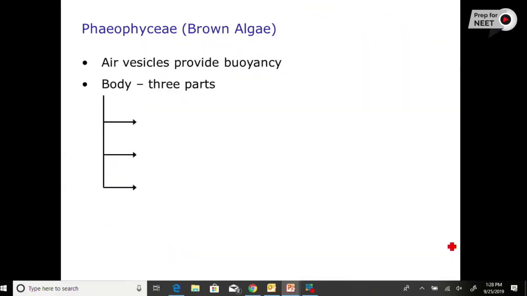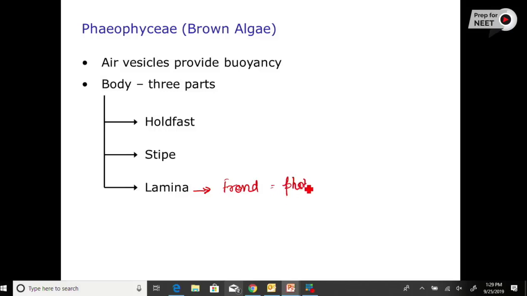Next, we'll talk about the body of the brown alga. The body is divided basically into three parts: holdfast, stipe, and lamina. Let's start with the lamina. Lamina is also known as frond. This is the photosynthetic part of this particular alga. Since the pigments are present and the lamina can synthesize its food on its own, it can easily be compared with the green leafy part of plants, right.